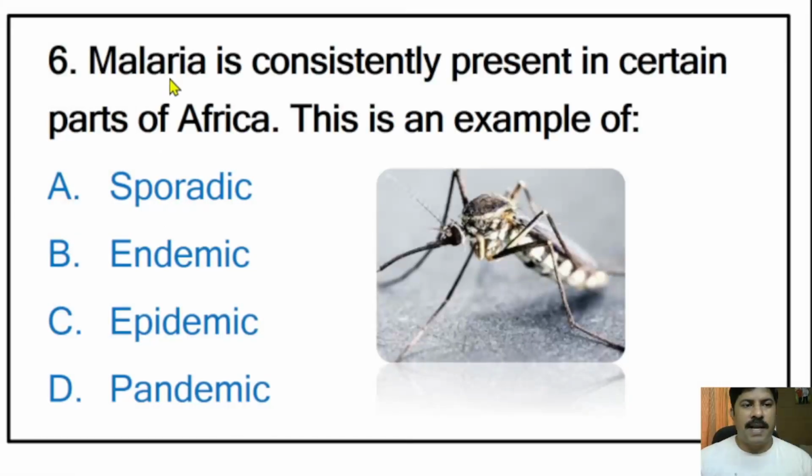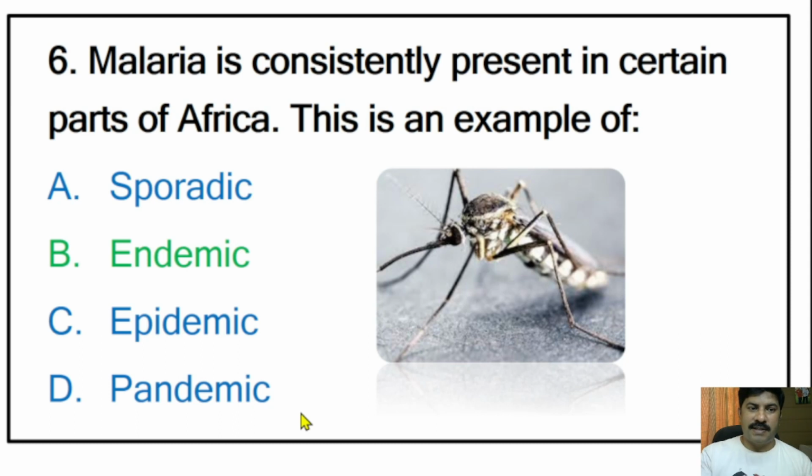Sixth question: malaria is consistently present in certain parts of Africa. This is an example of sporadic, endemic, epidemic, or pandemic? So after learning these many terms, you can answer here. The correct answer is endemic. Consistently present leads to the answer endemic.